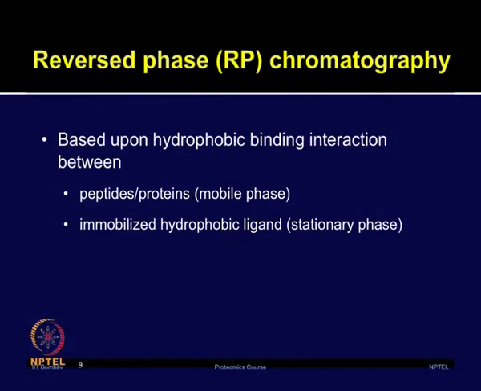So, there are various types of chromatography one can use for different applications. In proteomics, the most commonly used method for peptide fractionation is reverse phase liquid chromatography or RP-LC, which separates peptides based upon the hydrophobic interaction between the peptides or proteins in the mobile phase and immobilized hydrophobic ligands in the stationary phase.